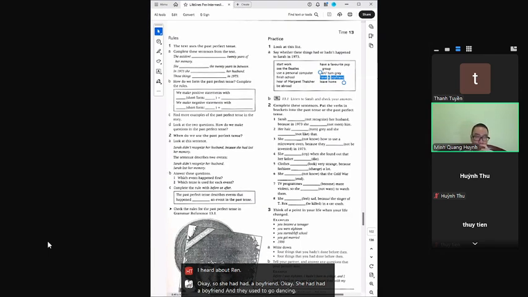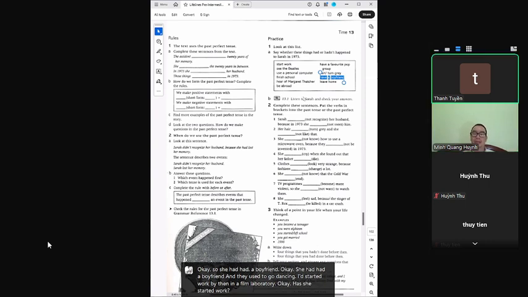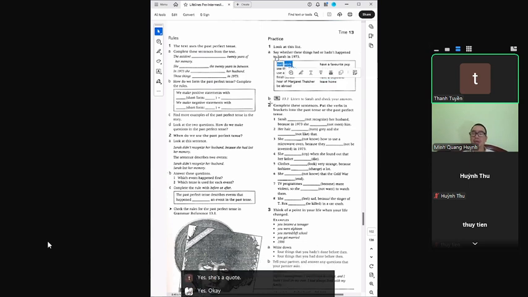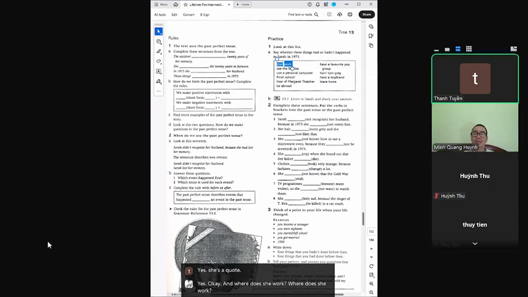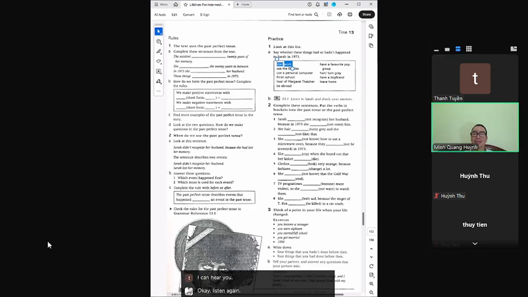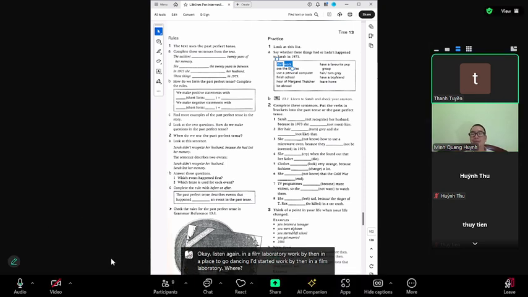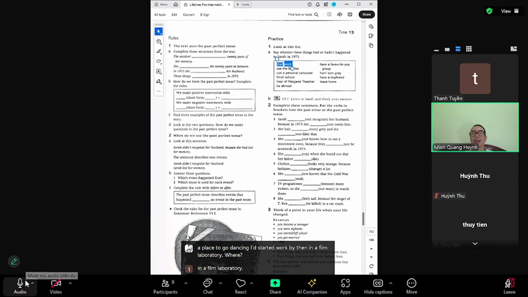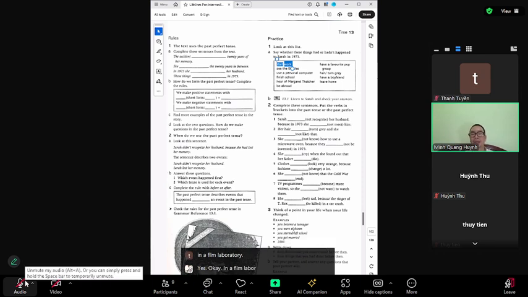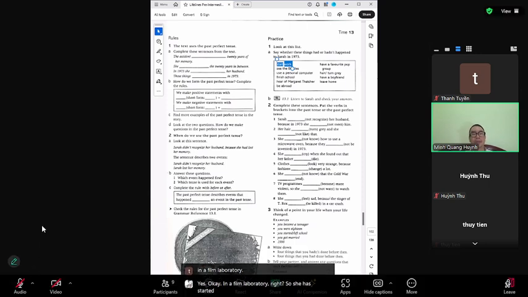I'd started work by then in a film laboratory. Okay, has she started work? Yes. And where did she work? Okay, listen again. In a film laboratory. So she has started work in a film lab, right?